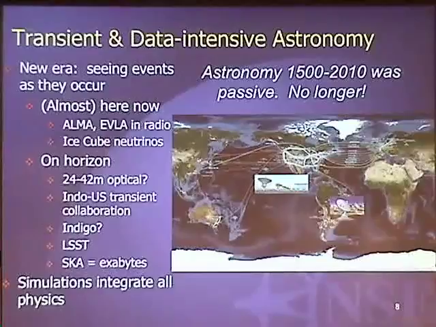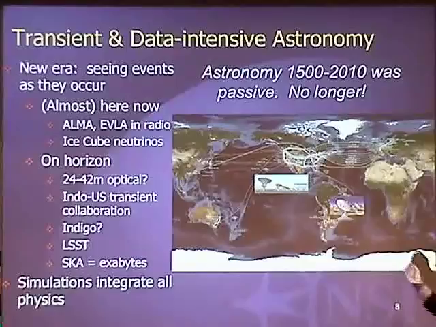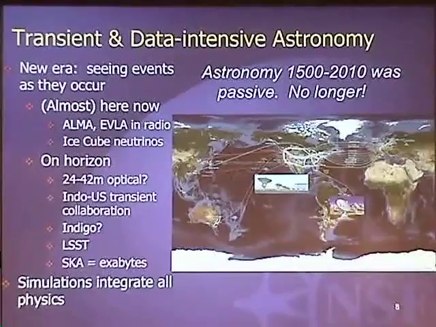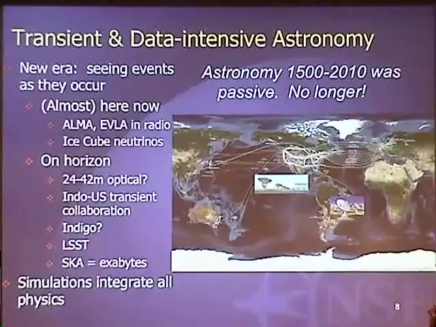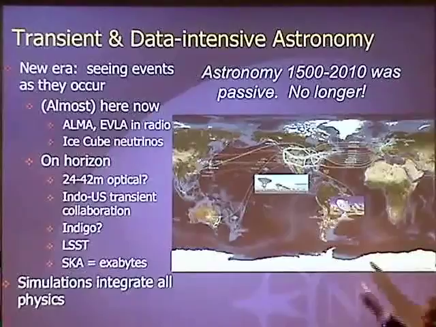So for example, for electromagnetics, you have new radio telescopes going online. This is the ALMA array, the Atacama Large Millimeter Array in Chile in the Atacama Desert. It's just gone into operation with a small subset of the number of antennas. Right now, 16 antennas are working together. Within a few years, there'll be 64. But it's already the world's most advanced radio telescope environment. And then the Extended Very Large Array in New Mexico has also just gone online.